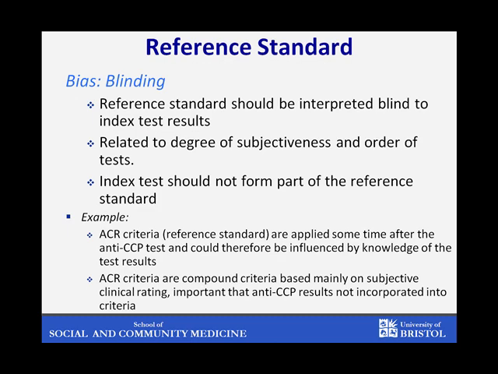So it's very important that the reference standard is interpreted blinded to the index test. And similarly, if there is a degree of subjectivity in the interpretation, one may actually choose to have several readers independently rating it and then getting a consensual view about that. So, for example, the ACR criteria, which are usually applied after some time, should not themselves include the anti-CCP results, as obviously that would introduce circularity in the interpretation of the anti-CCP results.